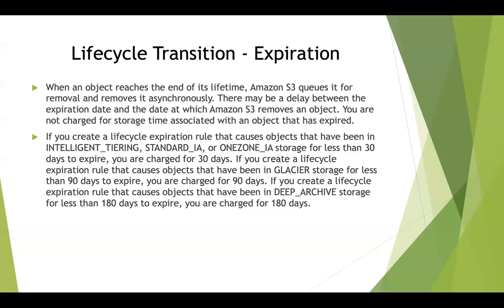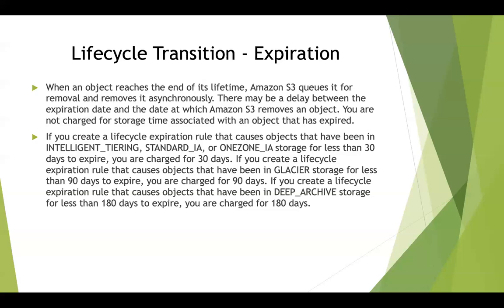And even if you create an expiration rule that causes objects that have been in Deep Archive storage for less than 180 days to expire, that means let's say it's been in One Zone-IA or Standard-IA or Intelligent-Tiering for 30 days, and then for 90 days it's been in Glacier, and then for less than 180 days it's been in Deep Archive, you will still be charged for 180 days, okay, which is 6 months of time. This is just a catch when you're using lifecycle transition and you're doing that expiration rule over here.